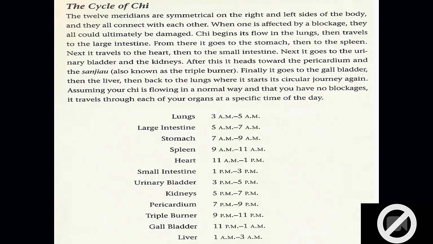Large intestine between 5 a.m. to 7 a.m. Stomach between 7 a.m. to 9 a.m. Spleen between 9 a.m. to 11 a.m., heart between 11 a.m. to 1 p.m., small intestine between 1 p.m. to 3 p.m., urinary bladder 3 p.m. to 5 p.m., kidneys 5 p.m. to 7 p.m., pericardium 7 p.m. to 9 p.m., triple warmer between 9 p.m. to 11 p.m., gallbladder between 11 p.m. to 1 a.m., liver between 1 a.m. to 3 a.m.